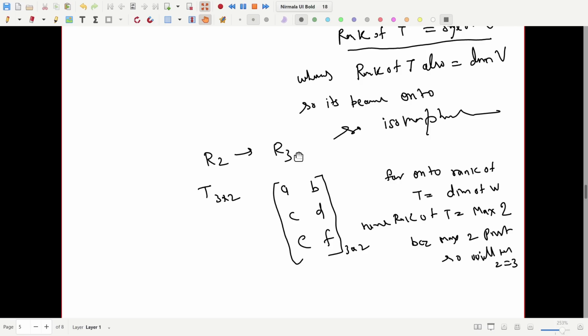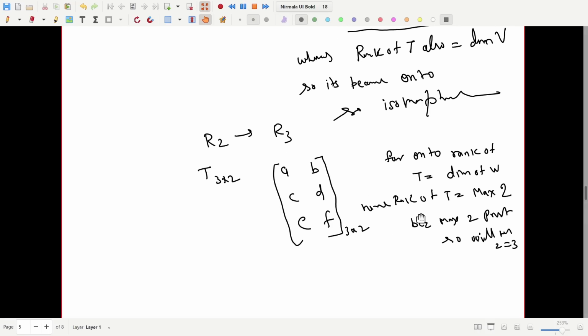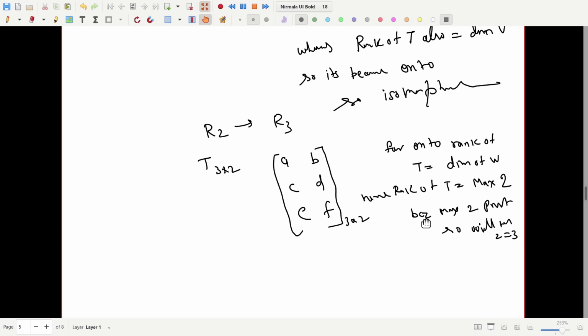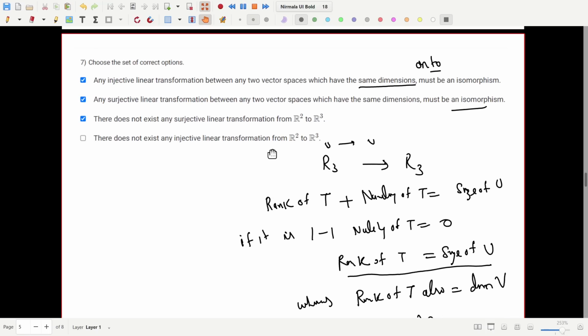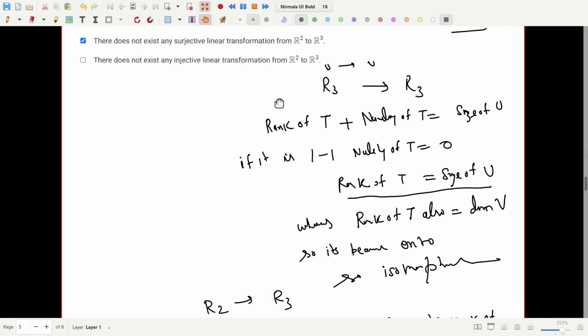the dimension of the codomain, R3. So the rank of T is at most 2, because there are at most 2 pivots, so 2 is not equal to 3. So a surjective transformation from R2 to R3 is not possible. Okay.